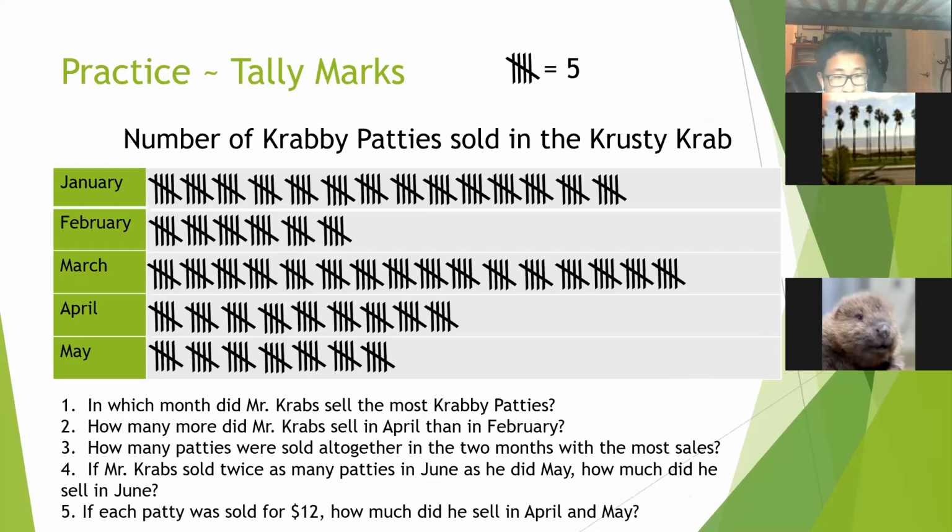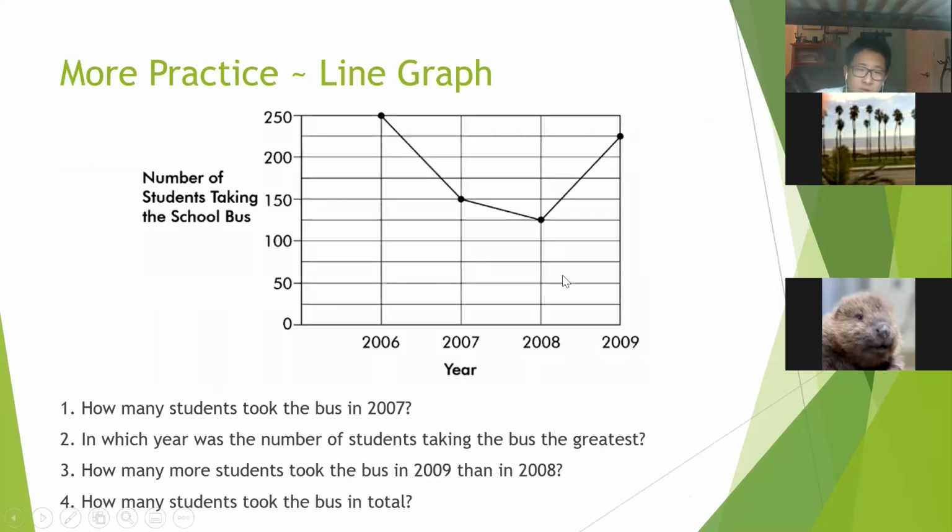All right. So next you have a line graph. I'm going to do the first two problems, and then you guys can do the next two. So first, how many students took the bus in 2007? We just go to the year 2007, which I'll circle here, and then we just find the dot, which means how many students took the school bus. And the dot is up here. And we can just look over here, and that's on the line that says 150, which means 150 students took the bus.